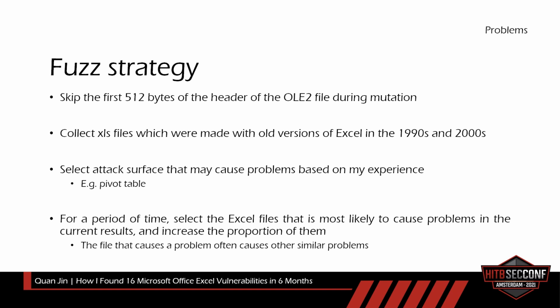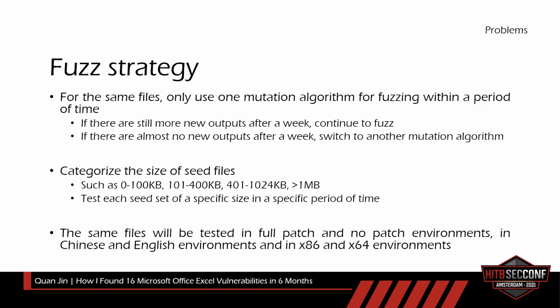For the same files, only use one mutation algorithm for fuzzing within a period of time, and continue to observe the effectiveness of the current mutation algorithm. If there are still more new outputs after a week, continue to fuzz. If there are almost no new outputs after a week, switch to another mutation algorithm.